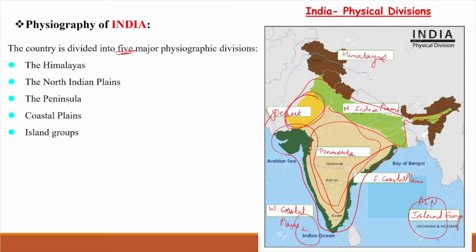So this is how India is divided into five separate physical divisions or physiographic divisions based on their physical features. So Himalayas will have mostly the mountainous regions, North Indian plains you'll have plain region with rich alluvial soil, then you have your peninsula, the central Deccan Plateau region, the coastal areas, and the last will be your island groups. So now we'll move forward to see each division in detail.